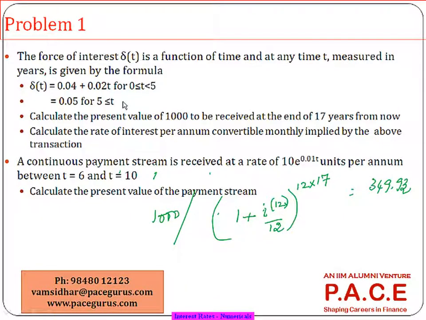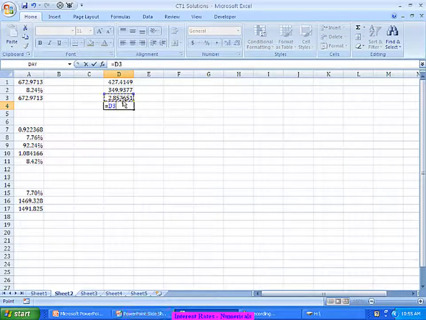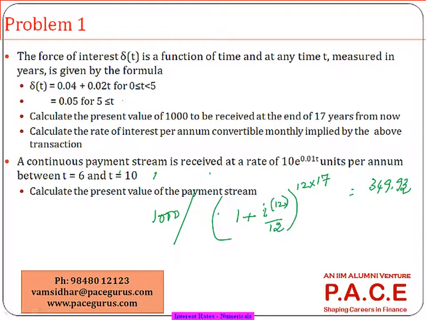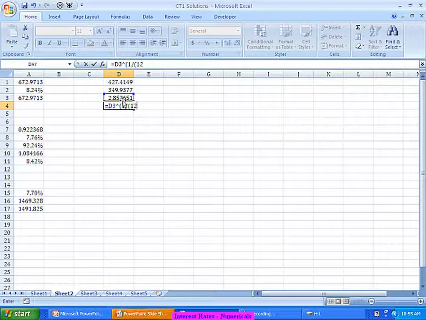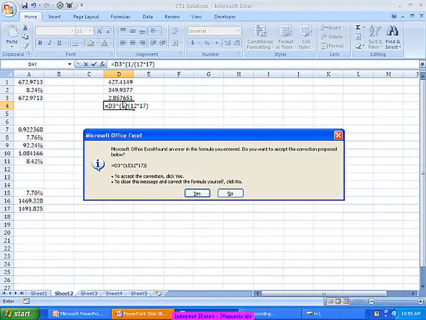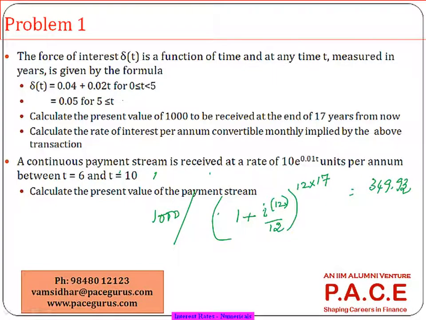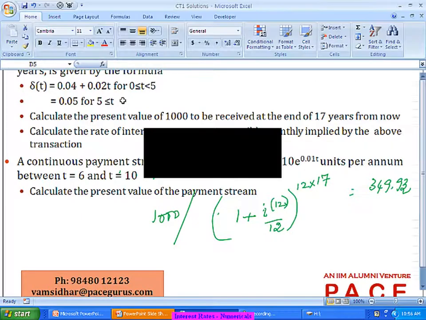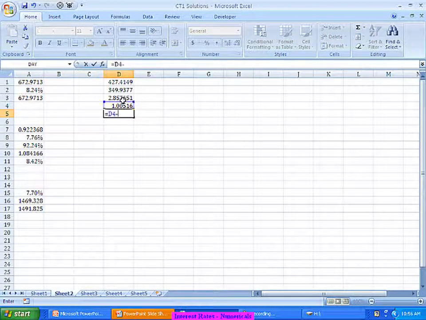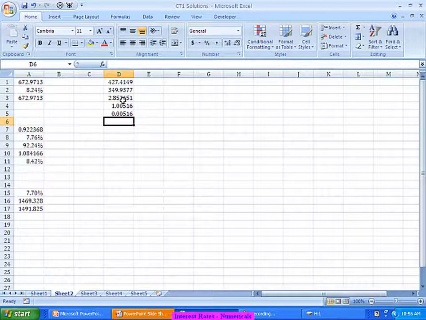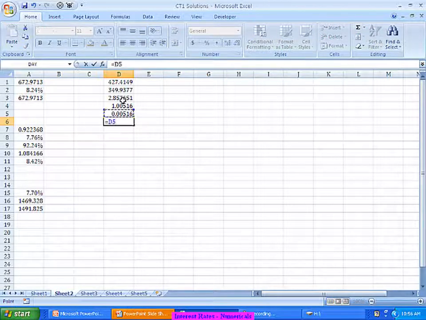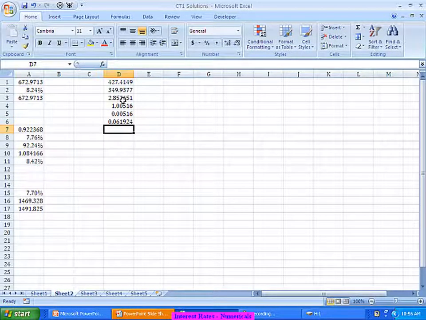2.857 is nothing but the accumulation factor, (1 plus i12 by 12) to the power 12 into 17. So based on this, I can simplify 1 plus i12 by 12, which is nothing but this to the power 1 by (12 into 17). This is working out to 1.005, which is 1 plus i12 by 12. So i12 by 12 becomes this minus 1. So this is i12 by 12. So if I want i12, which is the quoted nominal rate of interest annually with monthly compounding, this works out to around 6.2%.